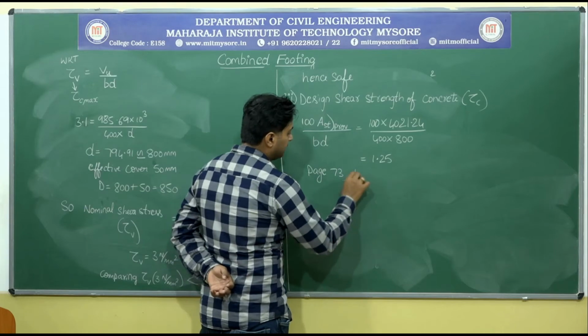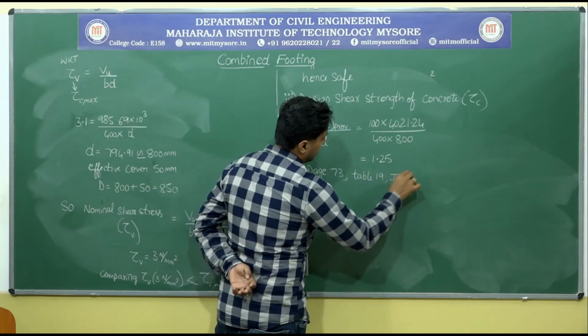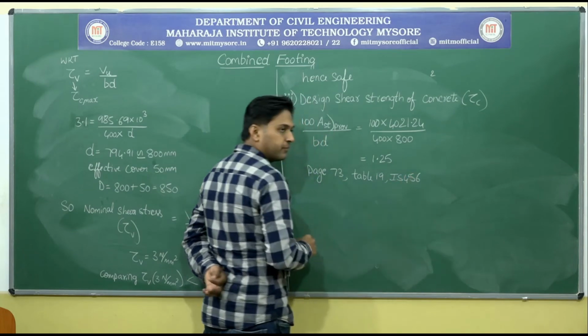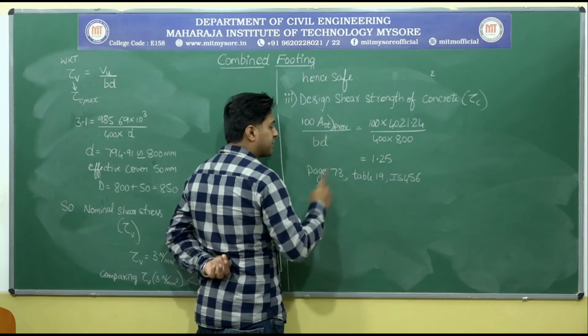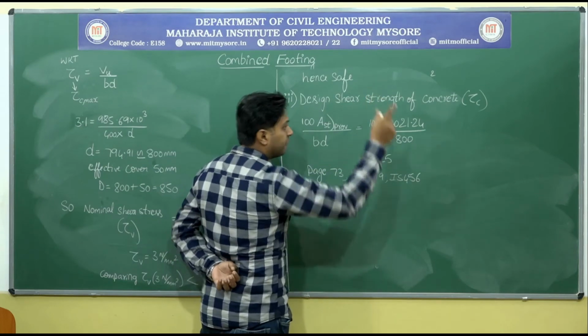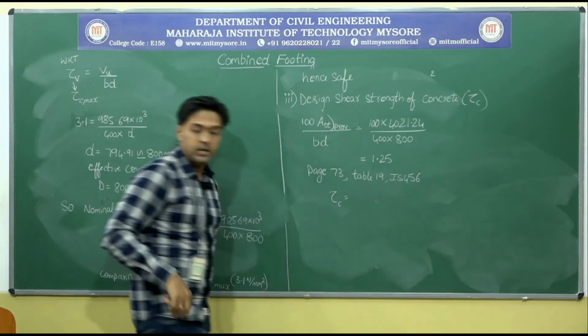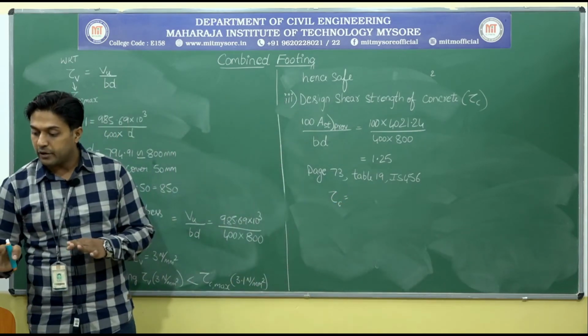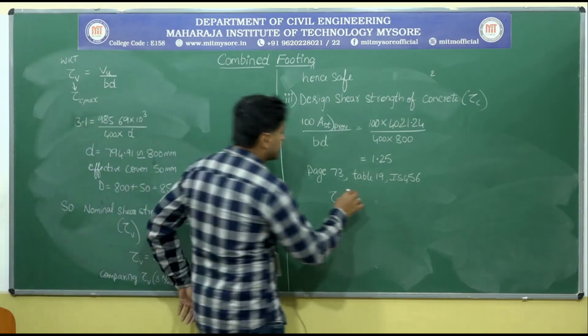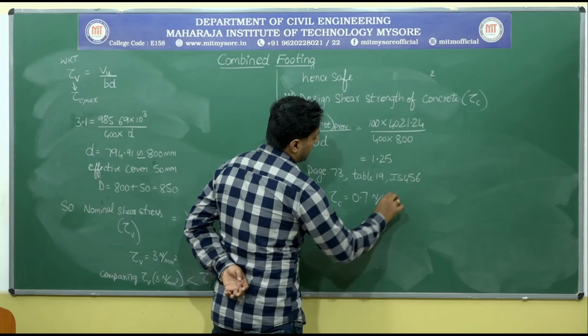Page 73, table 19, IS 456. Okay, by doing the interpolation and all, for 100 AST by BD, 1.25 and M25 grade concrete, what is the direct value of tau C that we are getting? The value of tau C that we are getting is 0.7 Newton per mm square.